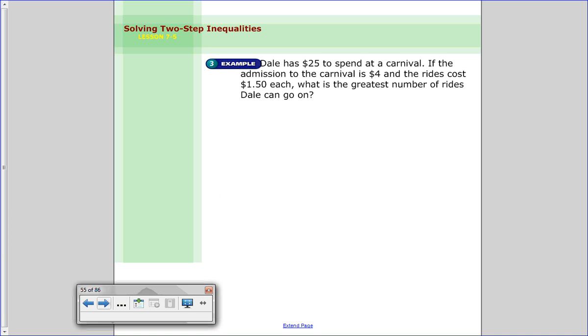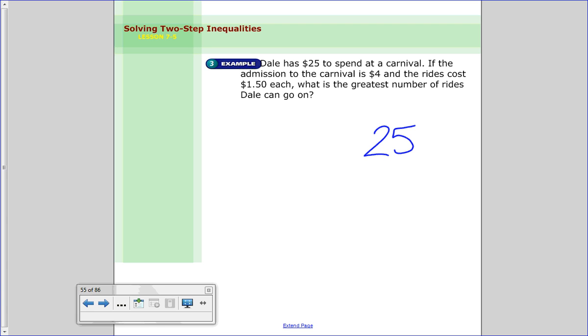All right, and here we have this example. Dale has $25 to spend at a carnival. If the admission to the carnival is $4 and the rides cost $1.50 each, what is the greatest number of rides Dale can go on? Well, first we need to come up with an inequality to find that out. Well, we know he has total $25, so I know 25 is going to be on this side. So now we have to look at what can he spend money on, or what does he spend money on?